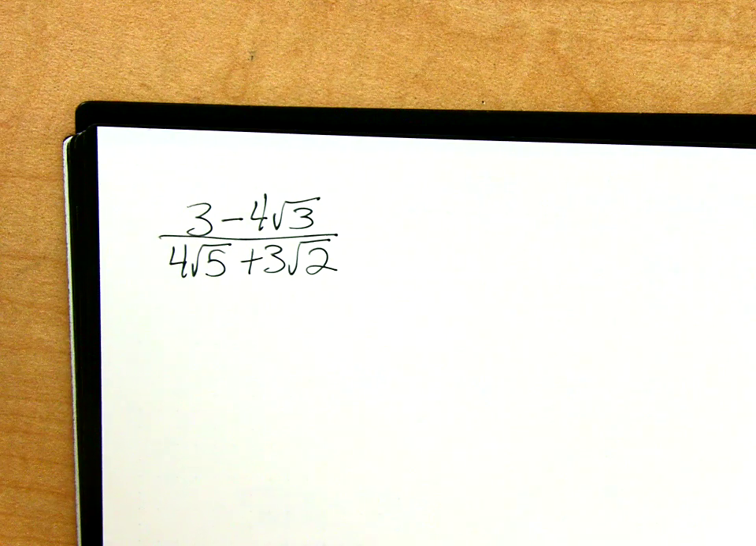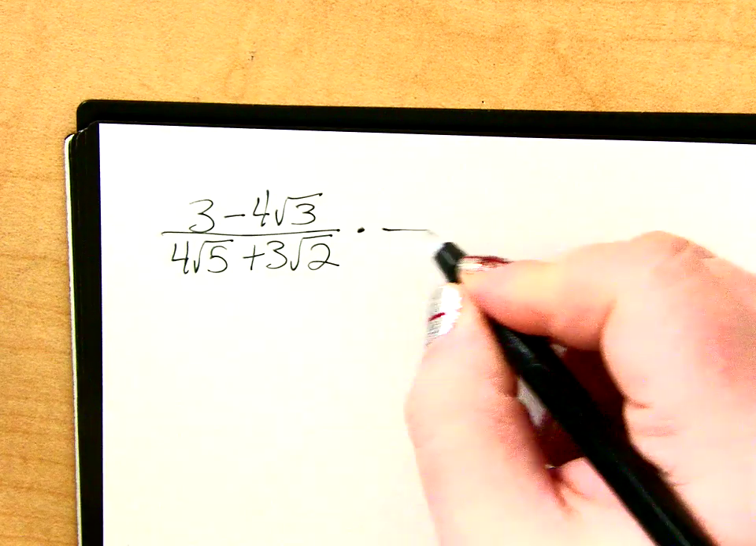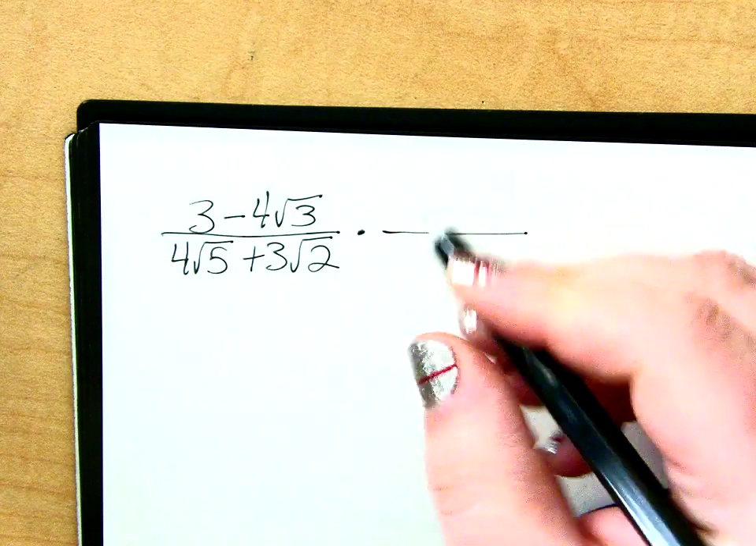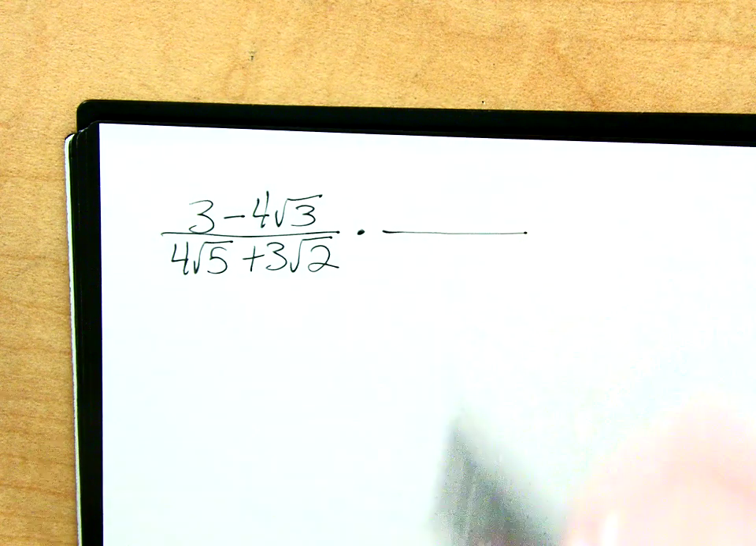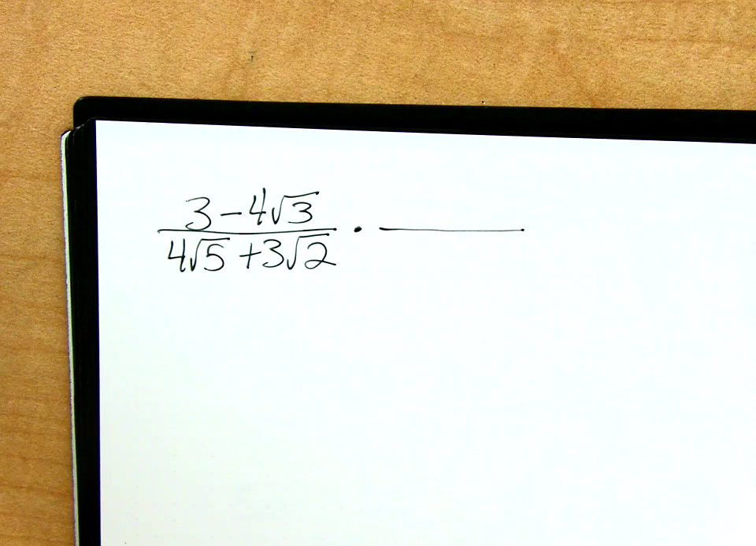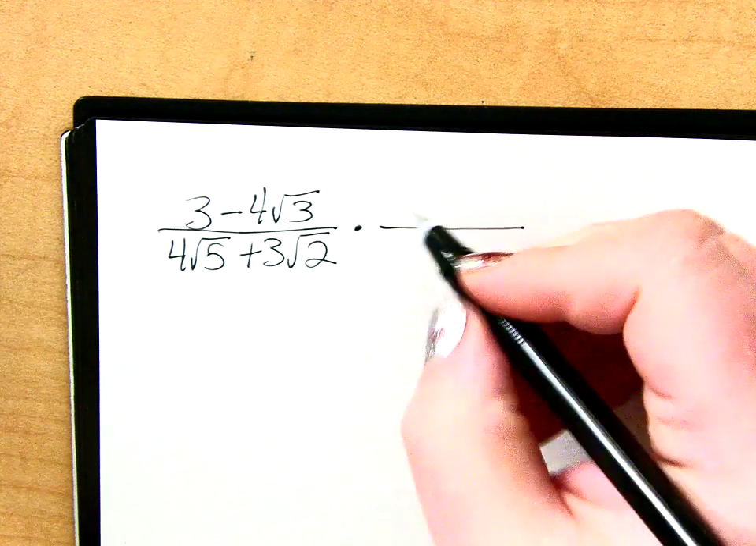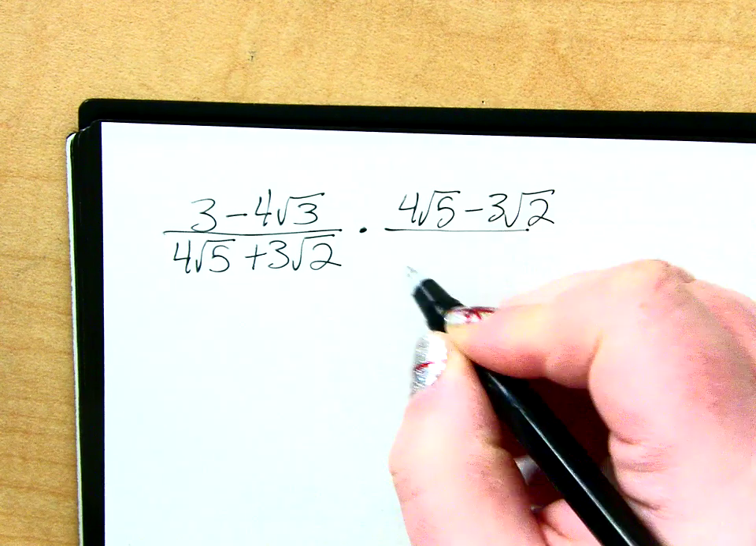I get rid of them both at the same time, as long as I multiply by what? So the sign, only the sign in the middle changes. No matter what, only the sign in the middle. So I want 4 root 5 minus 3 root 2, top and bottom.